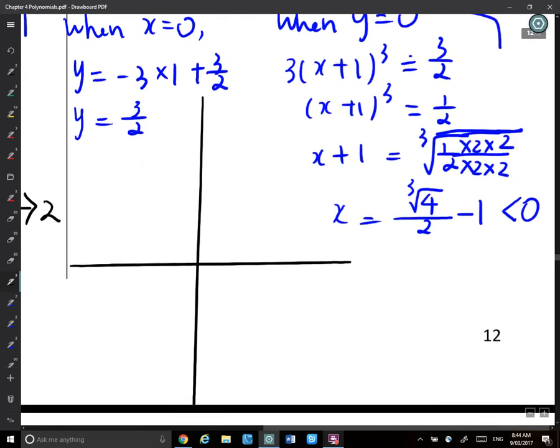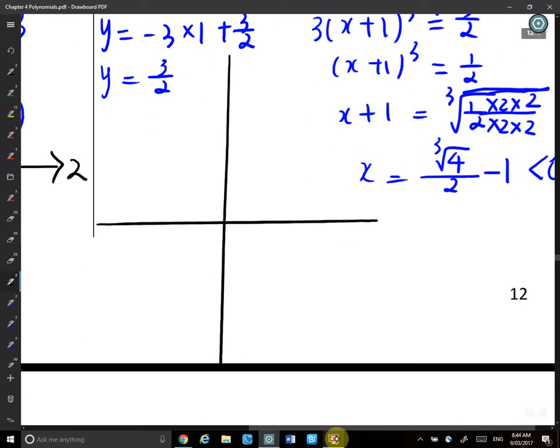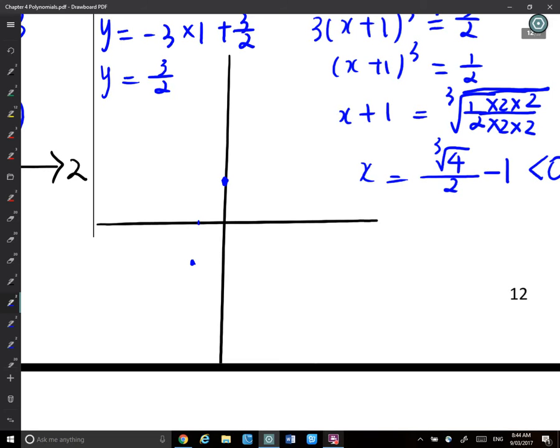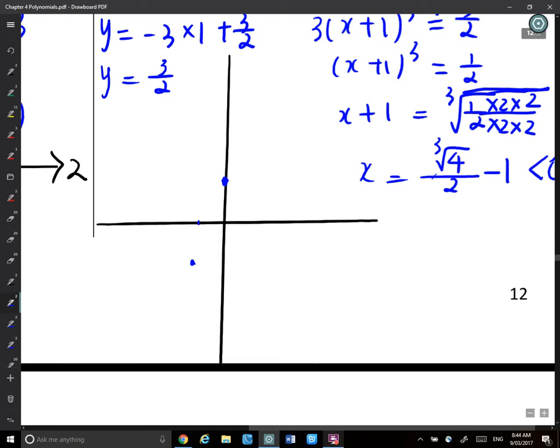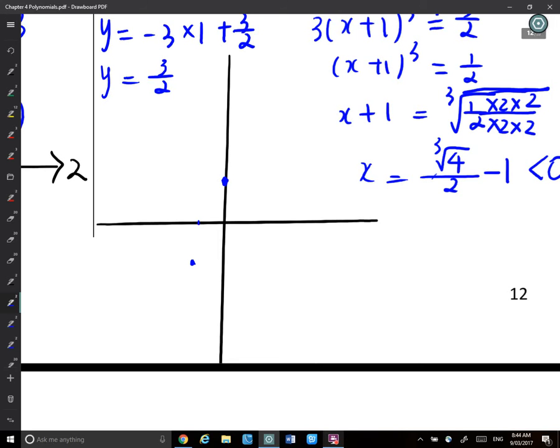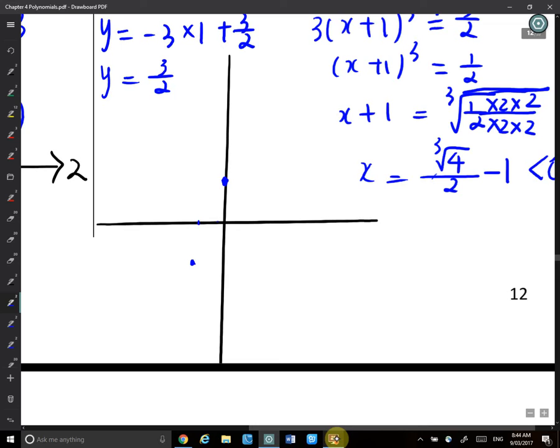Okay, so you have negative 1 and negative 3 on 2. And you have positive 3 on 2. And the x-intercept is a negative number, a number in between negative 0.5 and 0. So it's about here.